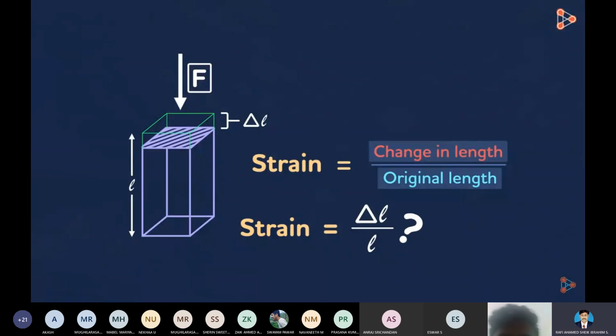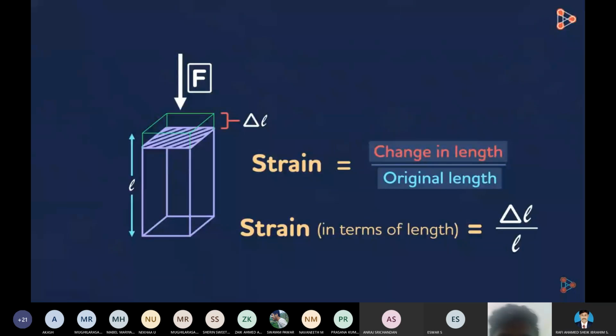So what does this ratio do? Well, the ratio compares the change in length that resulted due to force with the original length of the beam. Here, strain is calculated in terms of length of the object. But the length may not be the only quantity changing due to deformation. We can also find the strain in terms of area and volume.